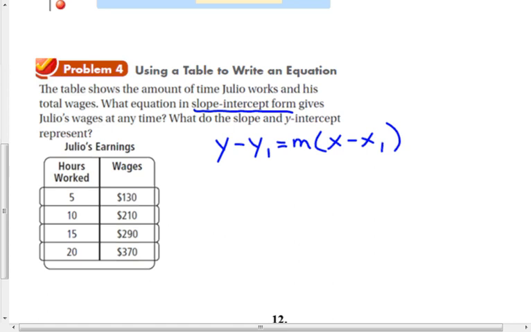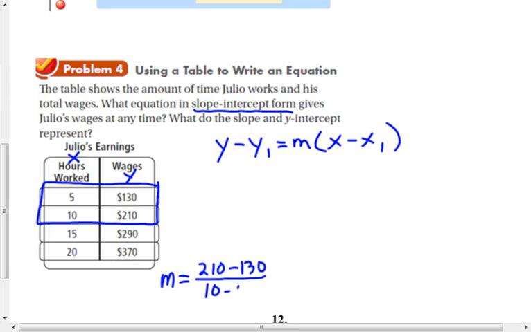So we need a couple things. We need to know the slope here. And we can just use the slope formula and just pick 2 points to use. So I'll just do the first 2 here. We're going to let the wages be y and the hours worked be x. So I'm going to subtract my y values, 210 minus 130. And then I'm going to subtract my hours worked. And 210 minus 130 is 80. 10 minus 5 is 5, and if I divide that, I get 16. That's my slope, and what that means is the person earned $16 per hour.